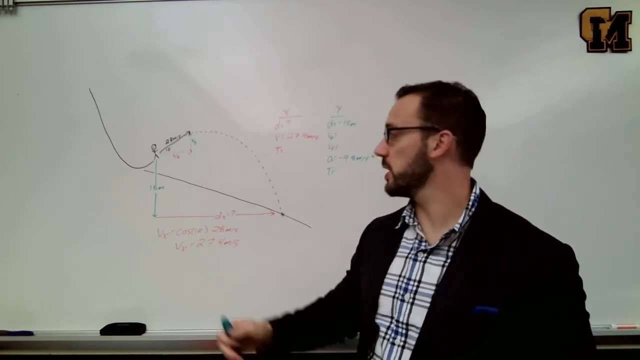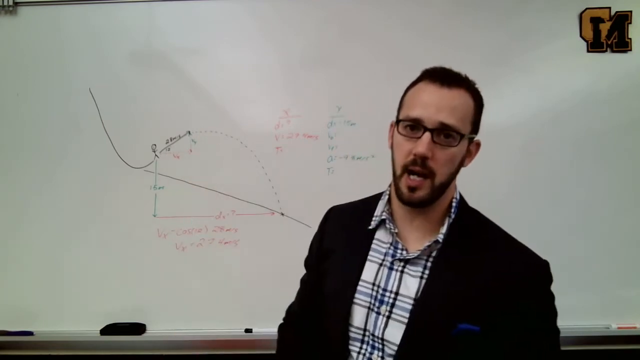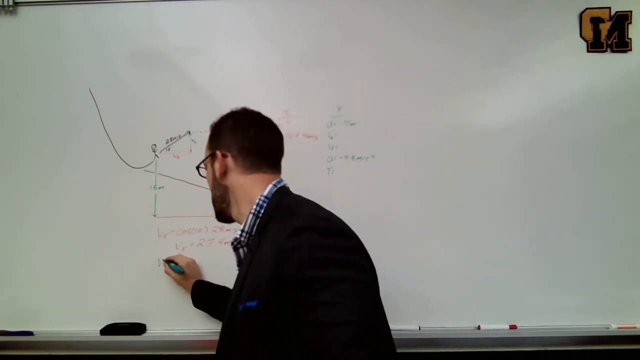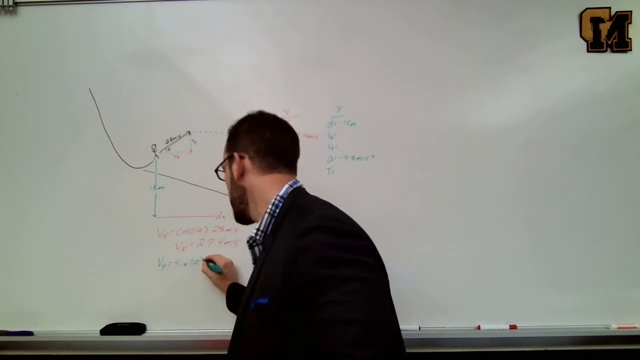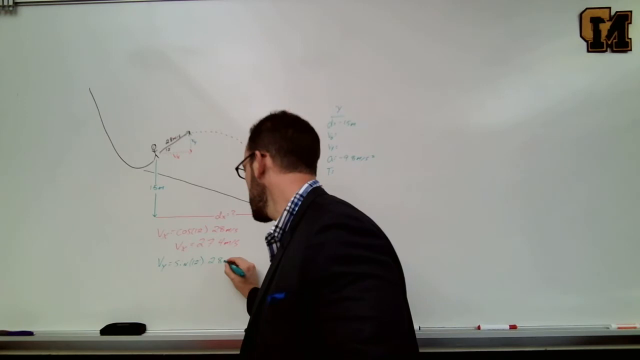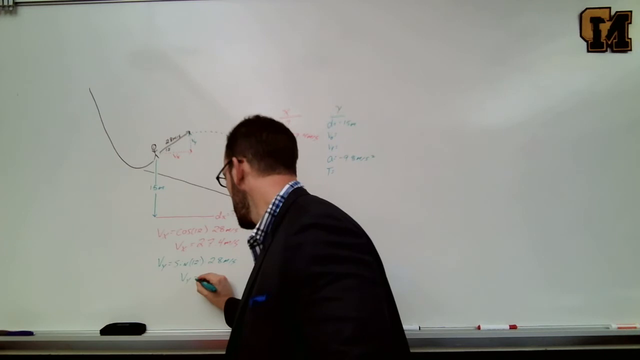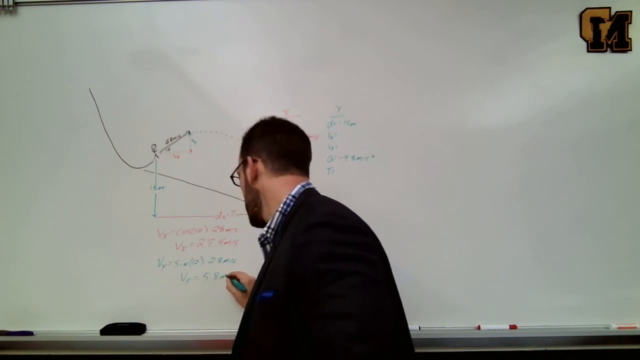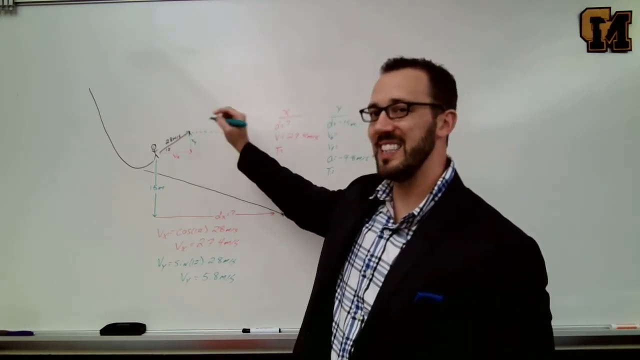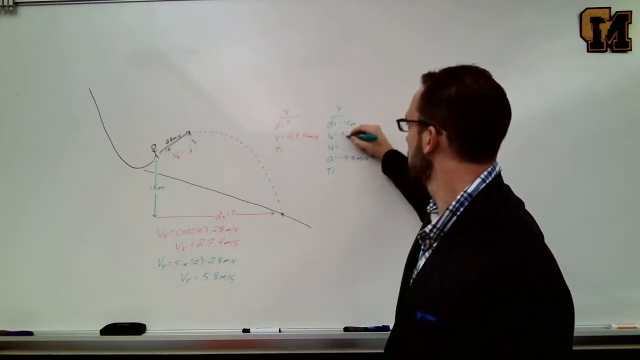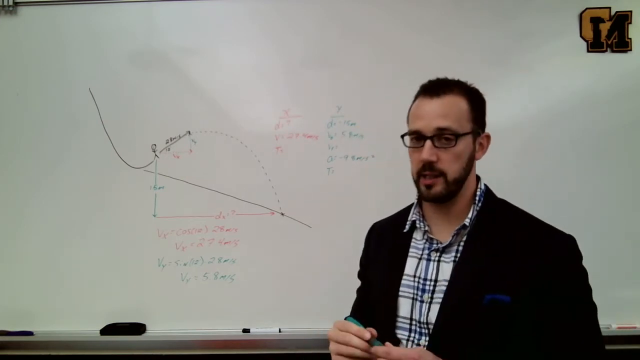And in the y direction, we're going to do the exact same process, but instead of cosine, we'll use sine because it's the opposite side of our triangle. So the initial velocity in the y is sine of 12 degrees times 28 meters per second. And when I plug that into my calculator, I get 5.8 meters per second. That's going to be a positive 5.8 because it is upward. So 5.8 meters per second for the initial velocity in the y direction.